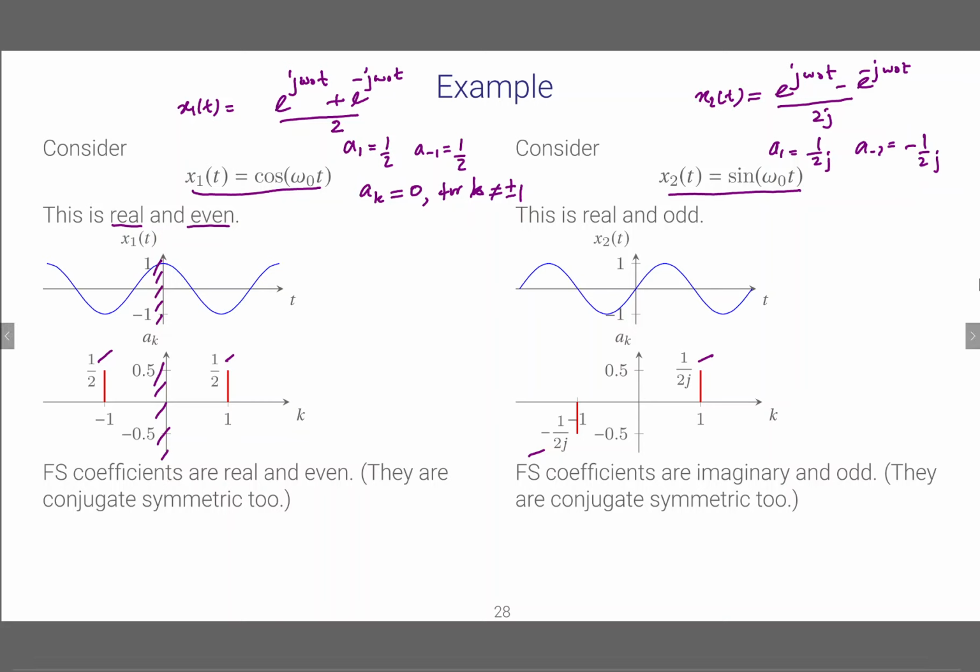So this signal is an odd signal. You can see when you reflect you get the negative of the signal, and it is real because there is no imaginary part in the signal sine omega naught t. When you think about this, the Fourier series coefficients are all imaginary, and you can see they are odd. So when you reflect it, you get the negative value. So for a real and even signal, Fourier series coefficients are real and even. For a real and odd signal, Fourier series coefficients are purely imaginary and odd.